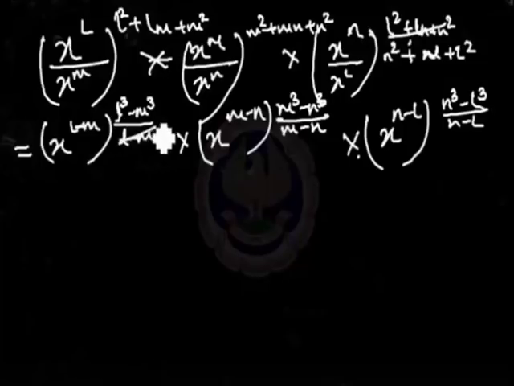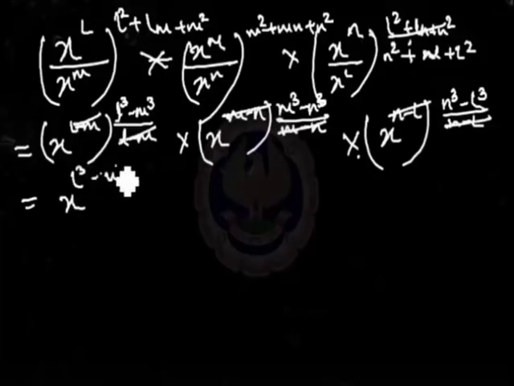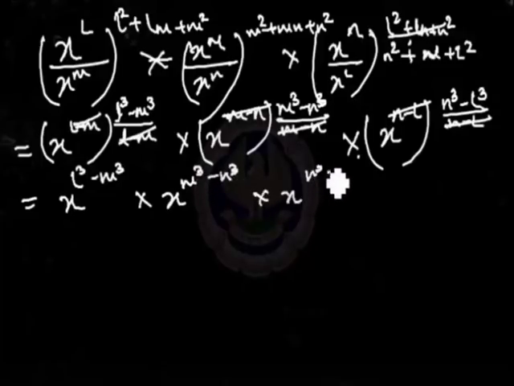Let's just cancel l minus m, m minus n, n minus l in the numerators and denominators. Correct? So this can be written as x to the power l cube minus m cube into x to the power m cube minus n cube into x to the power n cube minus l cube. Agreed? Now, first class, what was the formula? x to the power a into x to the power b is equal to x to the power a plus b.